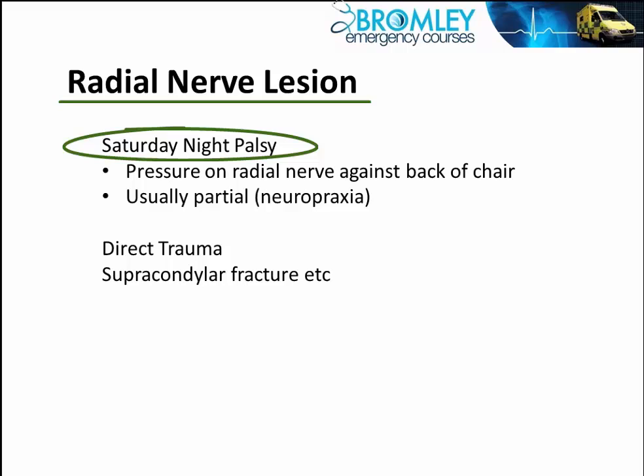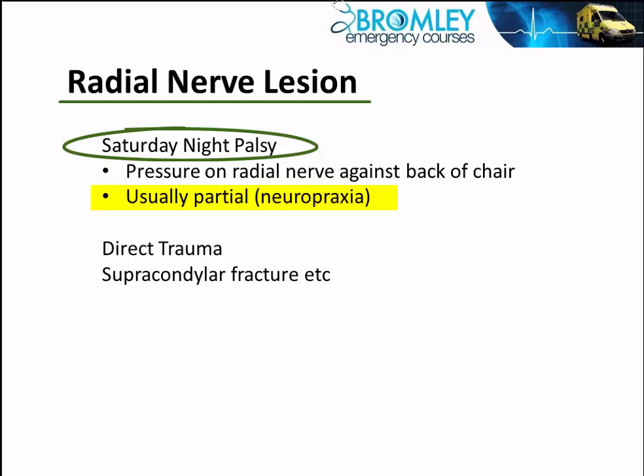In doing so, they may have the arm over the back of a chair, and pressure on the radial nerve against the humerus when sleeping can cause damage to the radial nerve. Of course, somebody who is awake and alert will keep moving around, but someone who's sedated by alcohol or any other drugs doesn't move normally, and so they can get pressure effects. It's usually just a neuropraxia. That means a temporary lesion, usually lasting a couple of days.